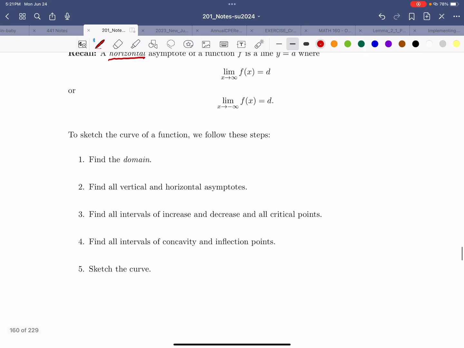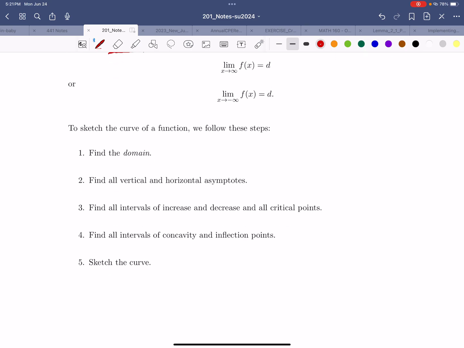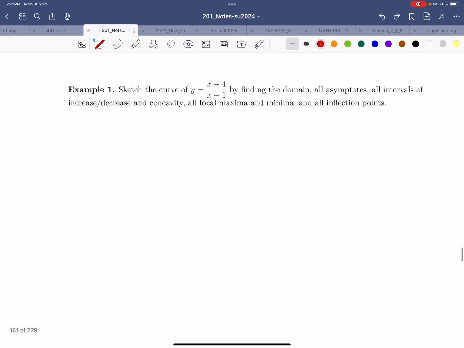So to sketch a curve, here's what we do. We find the domain, which is the stuff that you're allowed to plug into the function. So I'll say all x values we can plug into f. Then we find all vertical and horizontal asymptotes. Note that this stuff right here is not calculus, really. I guess the asymptotes are a little bit calculus. You're taking some limits, but basic limits. Here's where the calculus really happens, though. That's when we start taking derivatives and second derivatives. Then we sketch the curve.